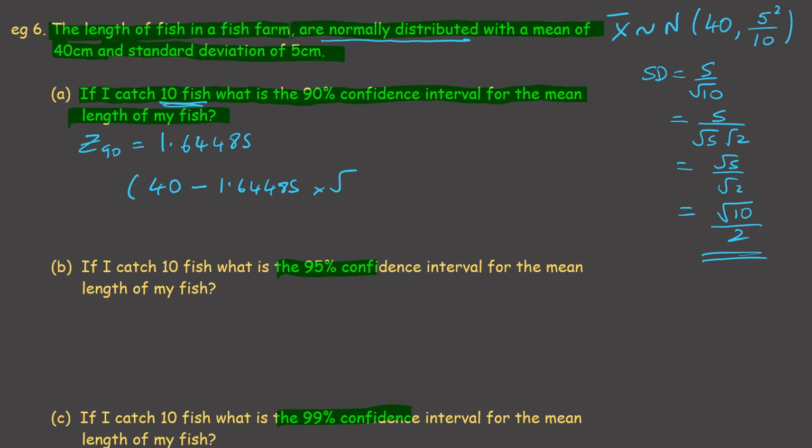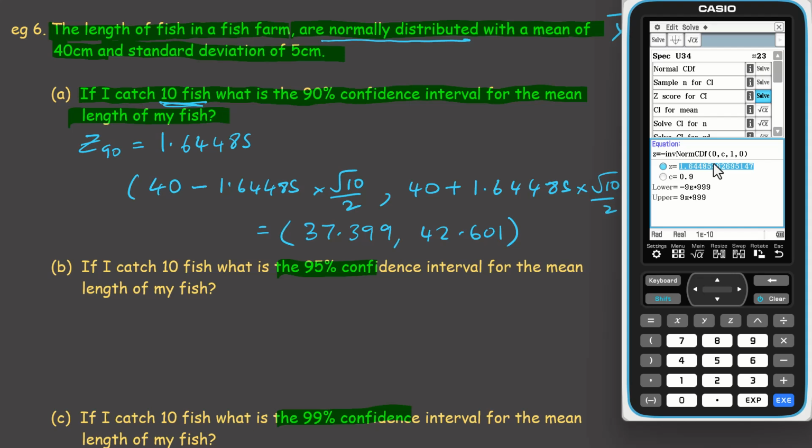1.64485 times root 10 on 2, and 40 plus 1.64485 times root 10 on 2, and if we calculate that, it gives us 37.399 and 42.601.